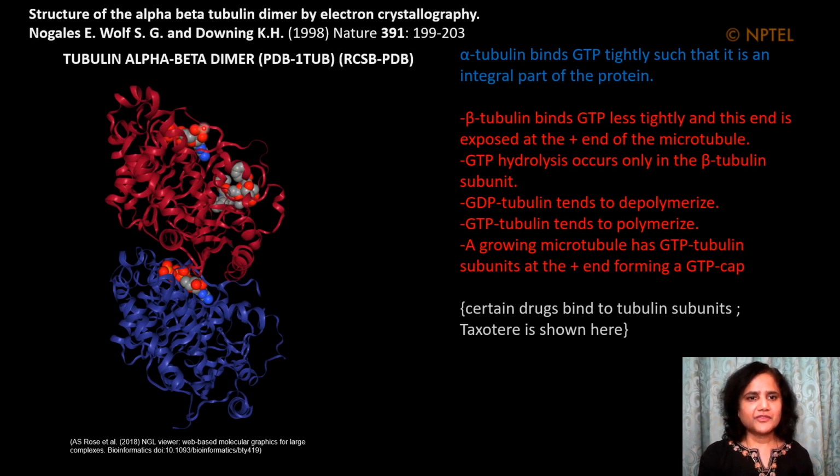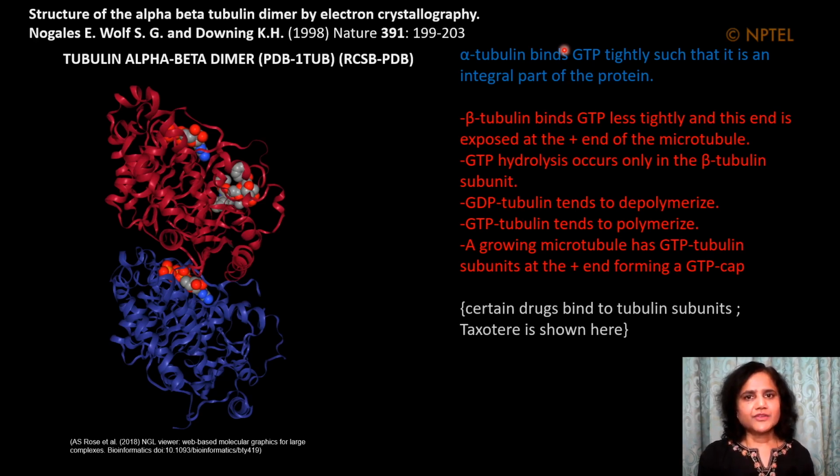GTP hydrolysis therefore only occurs in the beta tubulin subunit. And so you can have a GTP bound beta subunit or a GDP bound beta tubulin subunit. They both have different conformations such that the GDP tubulin has a somewhat curved or different conformation that tends to depolymerize. And the GTP tubulin tends to polymerize, or the polymerized state is more stable. It can form more stable interactions with the other subunits.